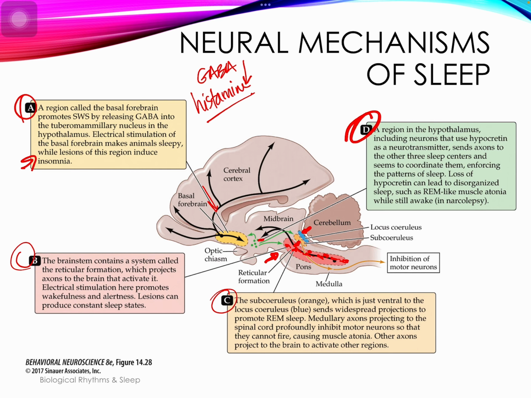Here, D, we have the region here, which is the hypothalamus, using hypocretin, sending those signals to the other sleep centers to coordinate. So loss of these hypocretin cells is going to give us this disorganized sleep that we see in narcolepsy, right? And that is, we have muscle paralysis while we're awake. We see these sleep attacks that go immediately into REM, and all of those things.